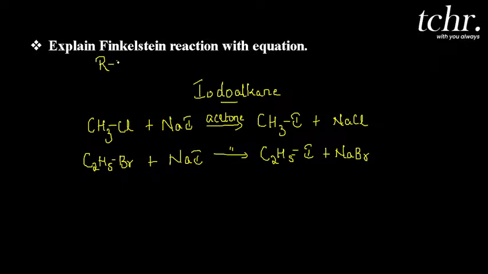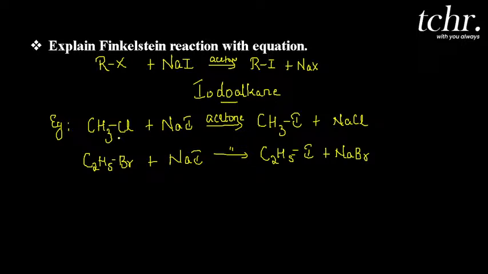That is, we can write any haloalkane as RX, right? R group defines the alkyl part and X defines the chlorine or bromine halogen. So write one general equation. Is it clear? So what is the product? We get iodoalkane plus NaX. After writing a general equation, now write one particular example. I have given 2 examples in front of you. You can put any particular example.